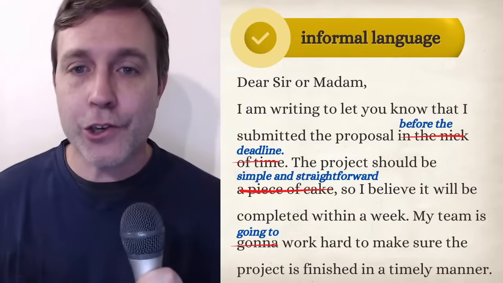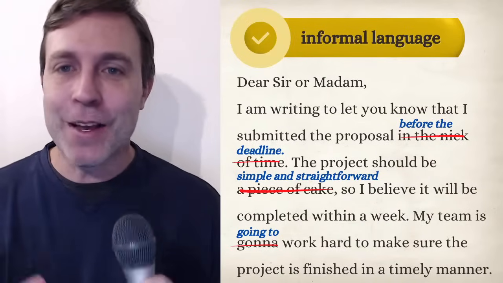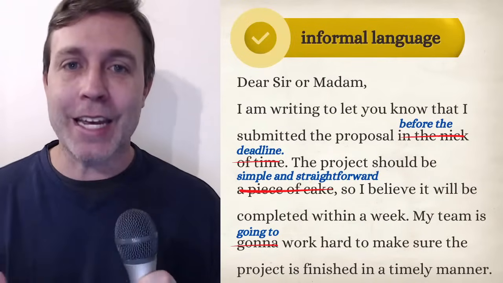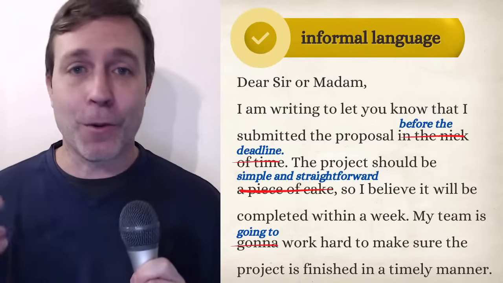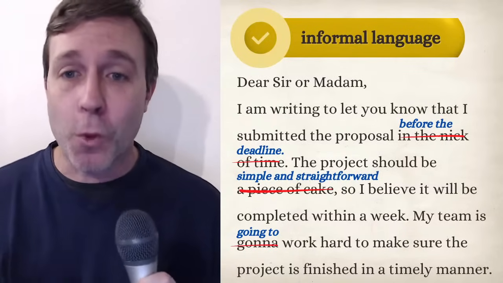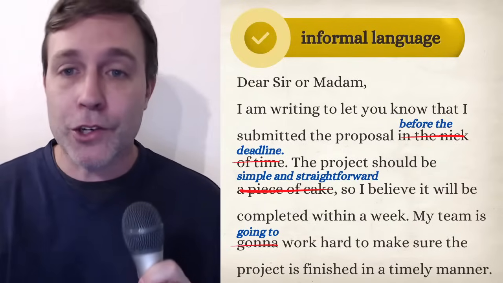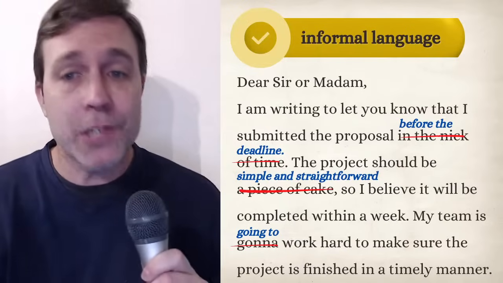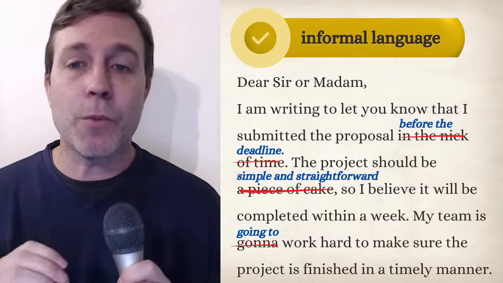The project should be a piece of cake. Once again, piece of cake is an idiom. I would avoid it if you're writing something that's a little more formal, an academic paper, or like I said, something for work. So instead of a piece of cake, maybe you could use simple and straightforward, or just one of those. The project should be straightforward, so I believe it will be completed within a week.